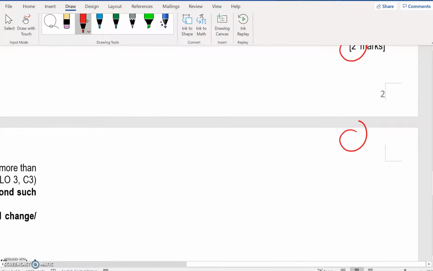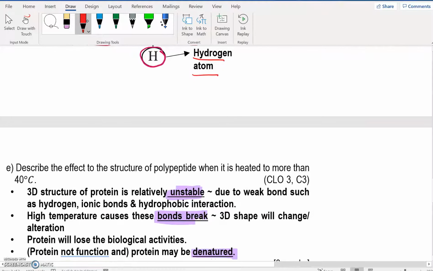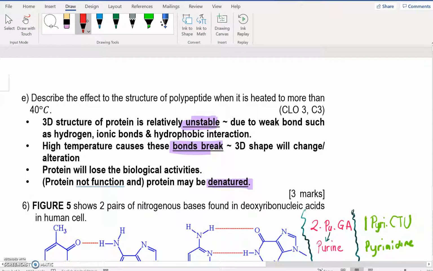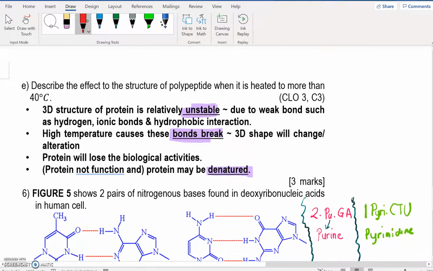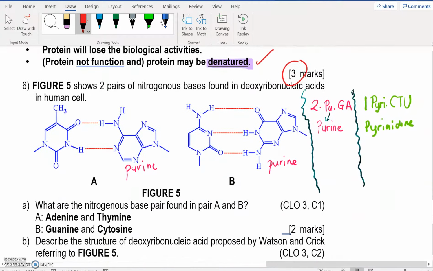Next, describe, this is the application. Unstable, most of you got this mark: denatured. You have to mention all this, class: the bonds will break. So this will contribute 3 marks. Last but not least, question 6 is about nucleic acid.